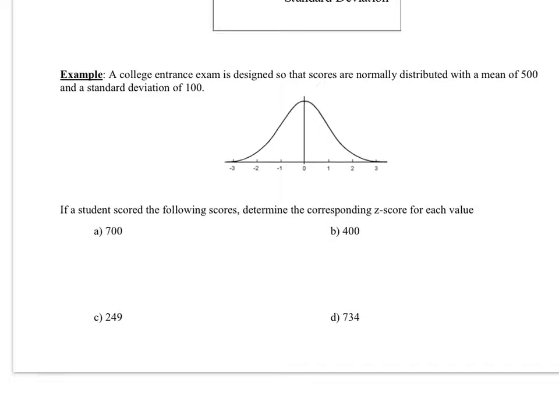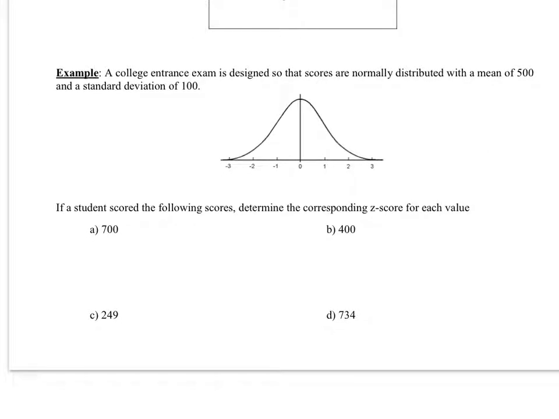So a college entrance exam was designed so that scores are normally distributed. Okay, that means it has this normal curve here, meaning most of the scores are right around the mean. And the average is 500, and the standard deviation is 100. So what that means is the mean is 500. It means the mean goes right there. And every standard deviation up is 100. So this would be like 600, this would be 700, etc. So from that you can probably tell where 700 lies, what I just said.